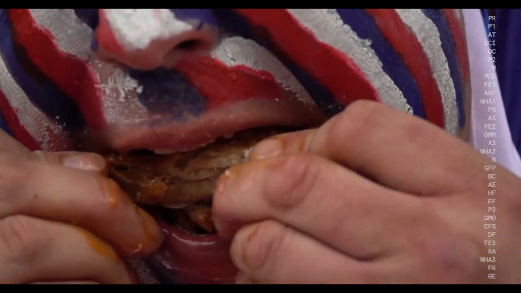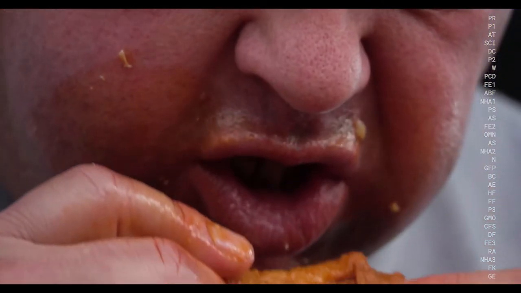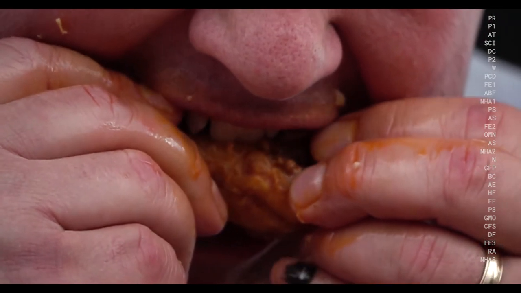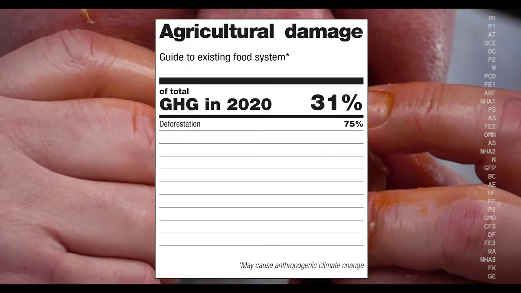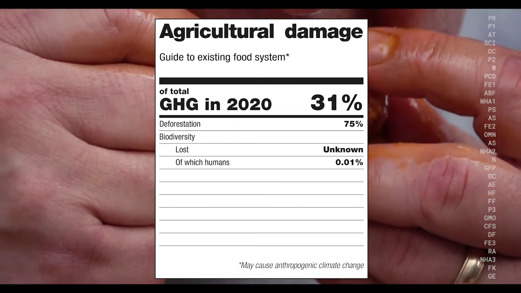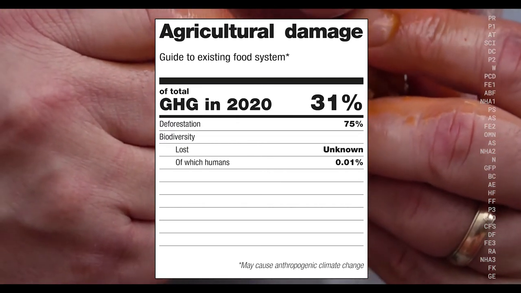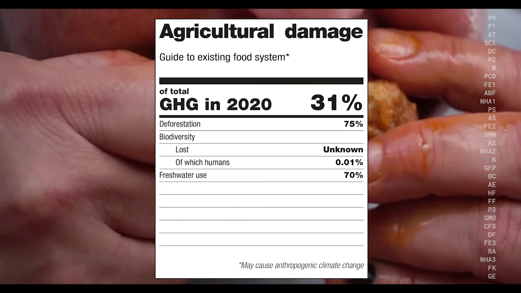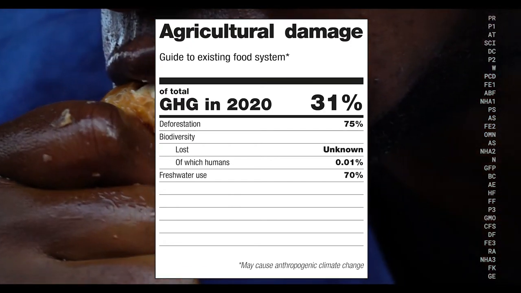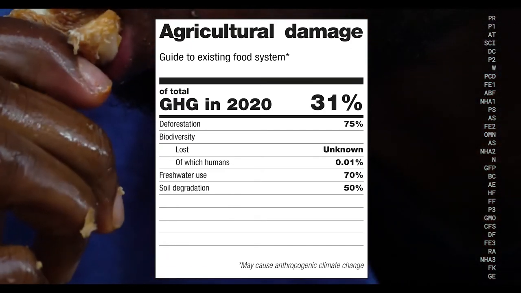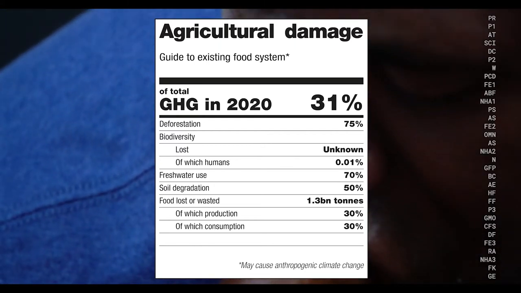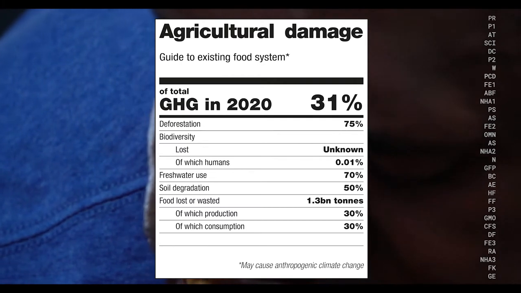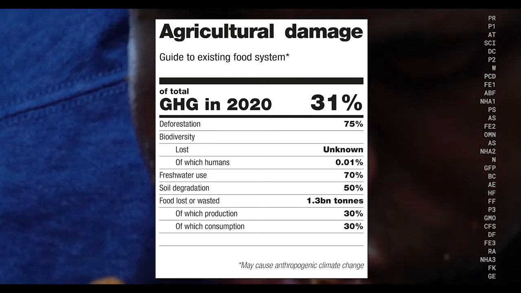The processes by which we convert the biotic surface of the Earth and make it edible are responsible for almost a third of total greenhouse gas emissions, 75% of all deforestation, and the vast majority of biodiversity loss. Agriculture uses 70% of total freshwater withdrawals and has already degraded half the planet's soil. At the same time, at least 1.3 billion tons of food are wasted every year, and one in three people are malnourished.